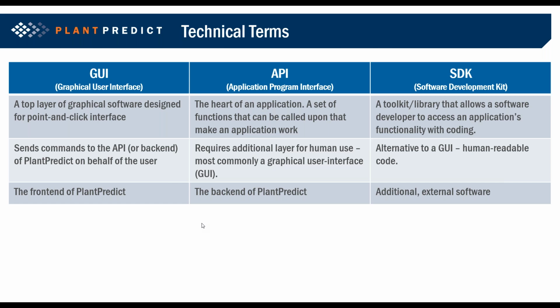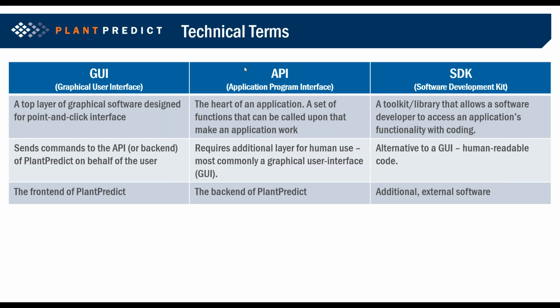The GUI can be thought of, and I might say during this webinar, as the front end of PlantPredict. The API, I already got into that a little bit, that middle column there. That's the application program interface. That can be thought of as the heart of an application. It's a set of functions. It's a database where all the information is stored. It's all of the terabytes, gigabytes, whatever it is of information that exists for an application.